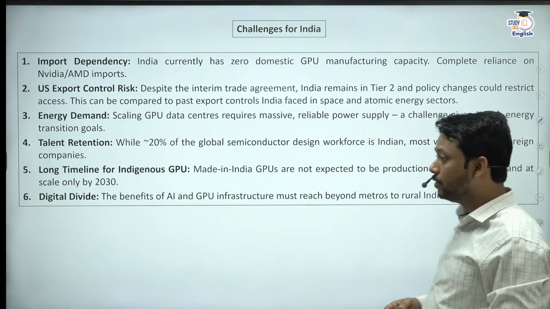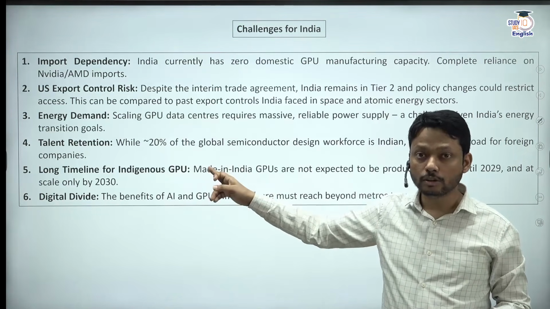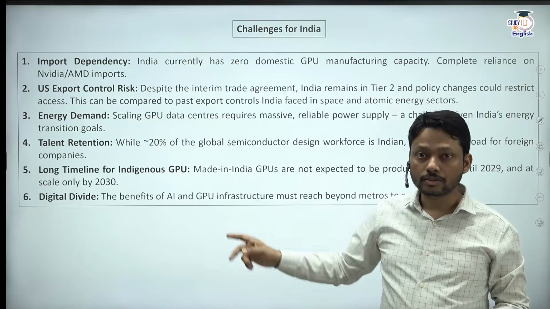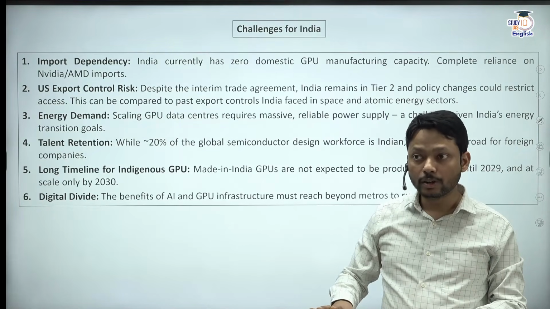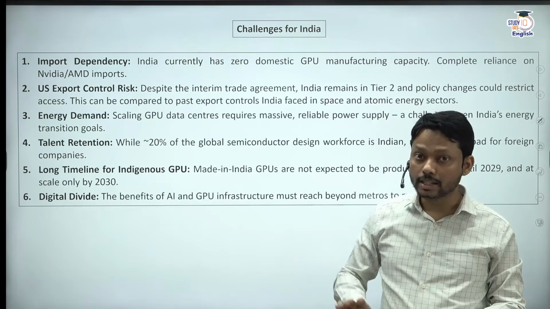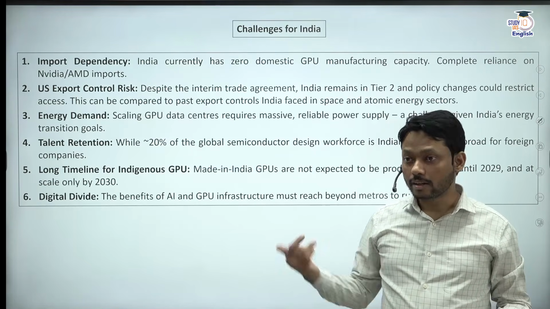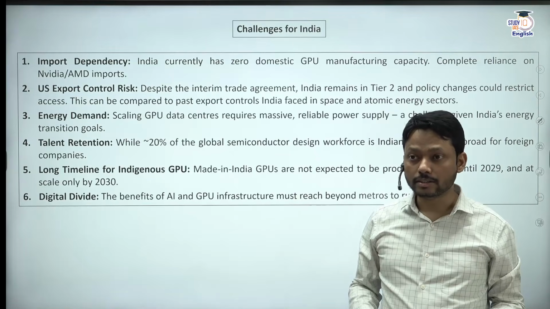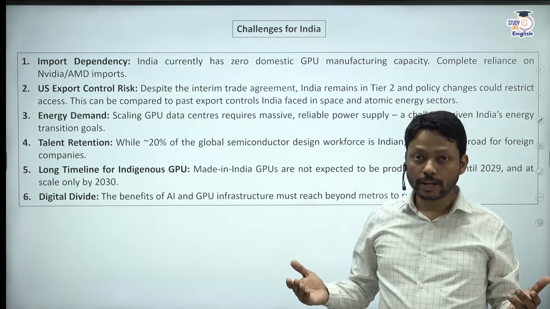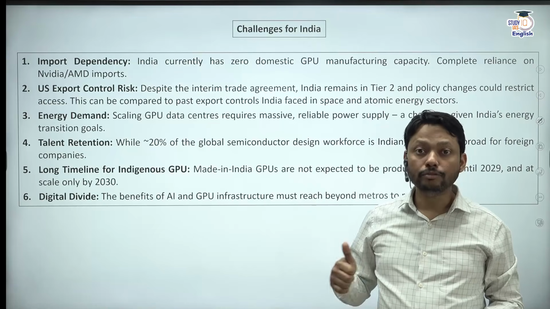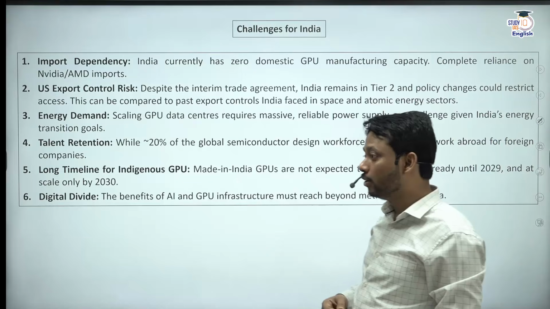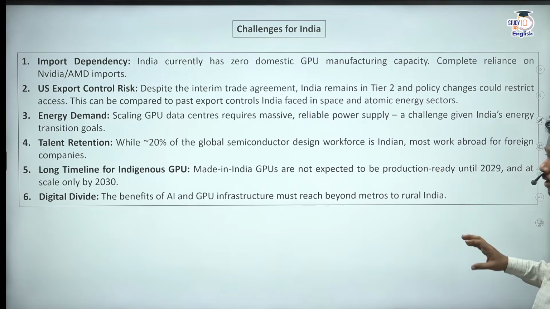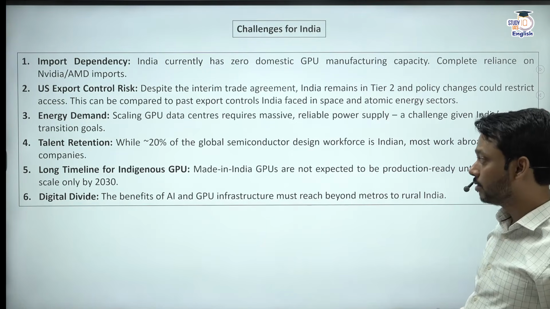Talent retention. I've given you this data earlier as well, that 20% of the global design engineers are Indians. But the catch is many of them are not working in India. They are working in India as well, because the R&D centers of global companies like Qualcomm, Intel, and Samsung are in India. But the bulk of them are working outside India, and even in India, they're working for foreign companies. So if the companies go, they'll take the talent with them. We have to do something to develop the indigenous ecosystem, startups, and absorb the talent there.